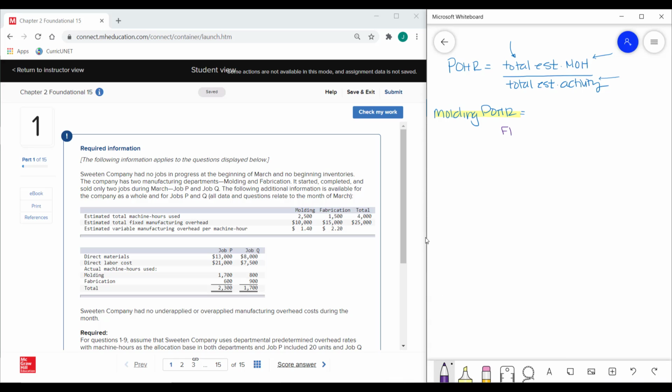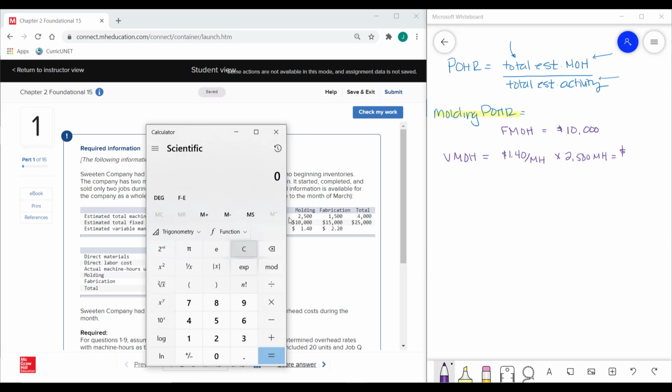We know the fixed manufacturing overhead is $10,000 that they estimated for within the molding department. But the variable manufacturing overhead, we actually need to calculate. So they estimate it to be about $1.40 per machine hour. And how many machine hours did they estimate will be used in the molding department? 2,500 machine hours. So we'll multiply these two together to see what the estimated variable manufacturing overhead is. So we'll take the $1.40 times 2,500 machine hours to see that the estimated variable overhead to be incurred in the molding department is $3,500.